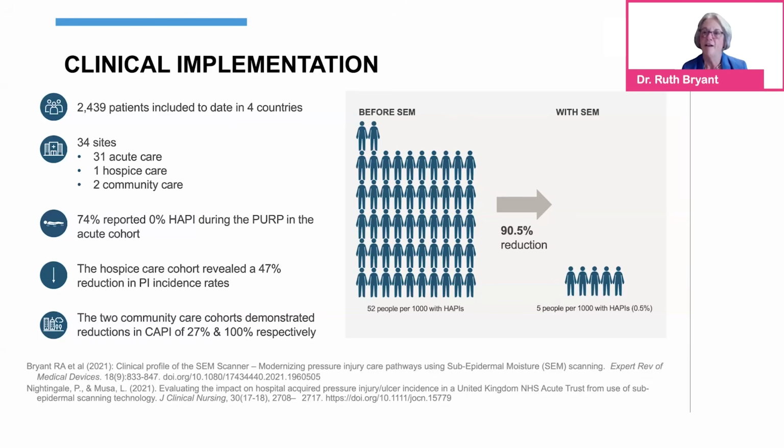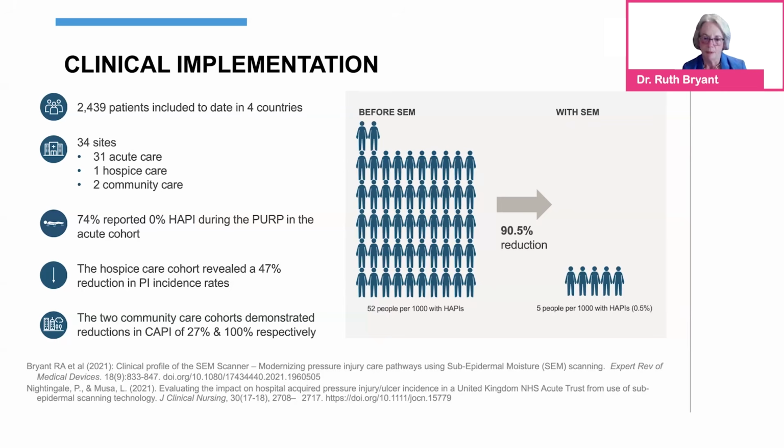So the next area that has been researched about subepidermal moisture is the clinical implementation. So you have this score, but the question becomes, so what? What do you do with that value? Many people believe they're already intervening in a preventive manner. So what will this give me?